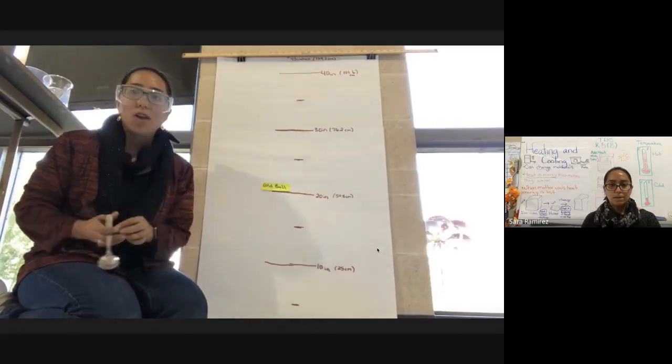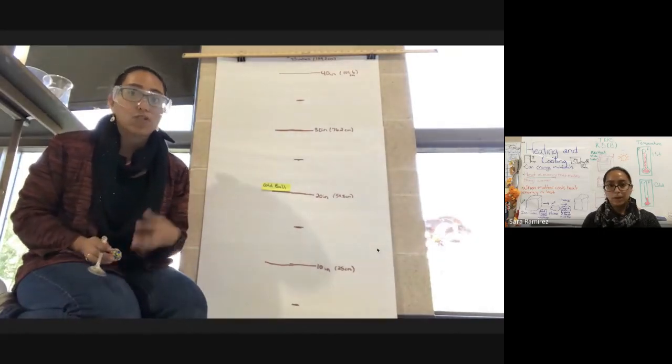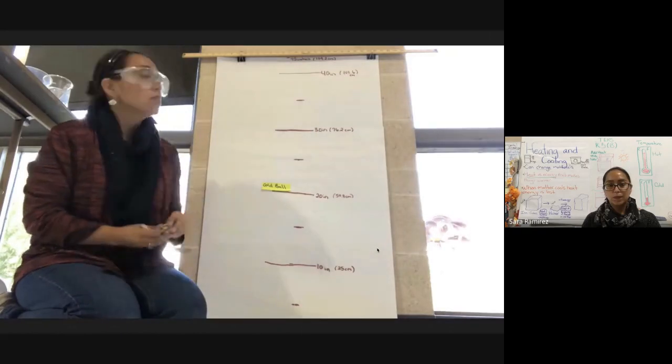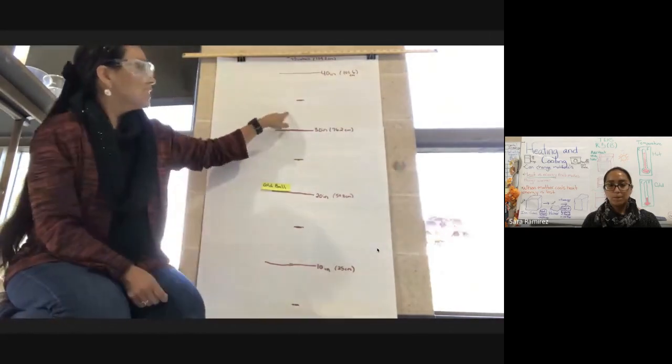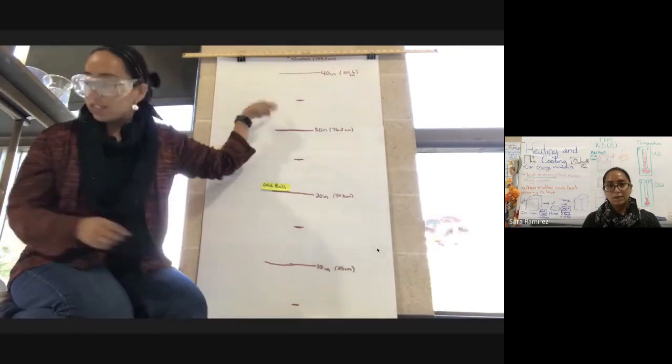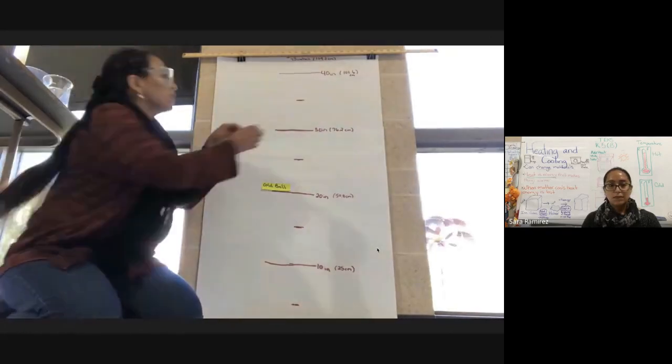So now we're going to do the room temperature ball, and we're going to drop it at the same height, about 43 inches. So you can see it went around 35 inches, so we'll go ahead and mark that.